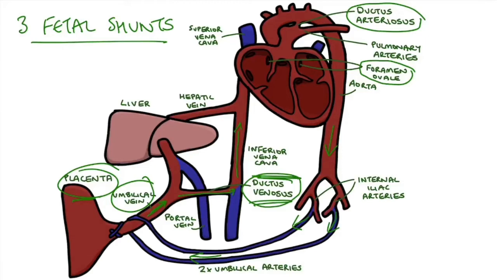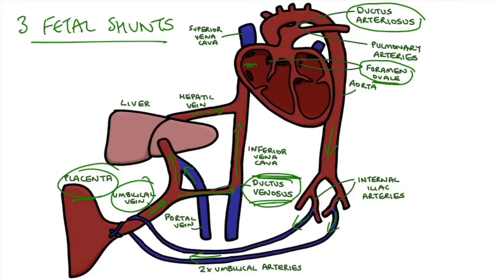So all that lovely oxygenated blood goes straight up the inferior vena cava into the right side of the heart. Now the 70 to 80% of the rest of the blood joins with the portal vein going into the liver, and then once it's been through the liver comes out of the hepatic vein and also joins the inferior vena cava. So you've got all that lovely oxygenated blood coming into the inferior vena cava into the right hand side of the heart. Now this is where we meet our second shunt, and this is called the foramen ovale.